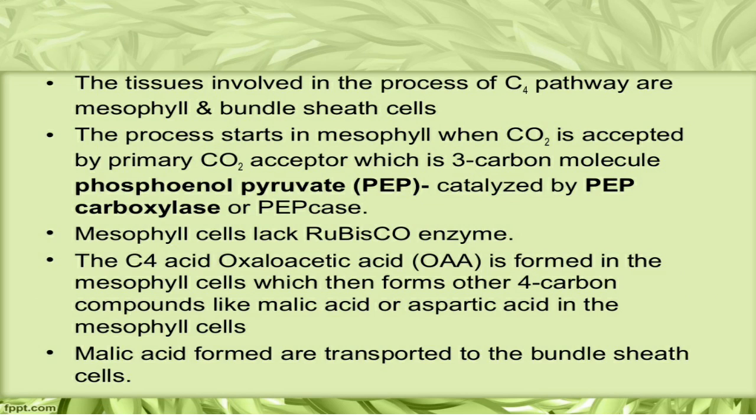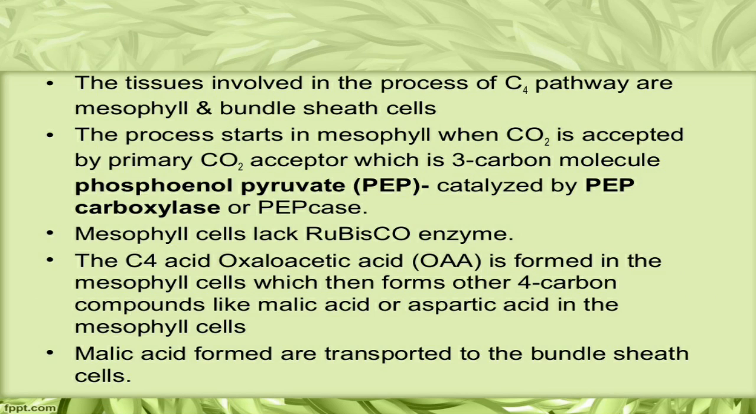The process starts in the mesophyll, where carbon dioxide is accepted by the primary carbon dioxide acceptor, which is a 3 carbon molecule, that is phosphoenol pyruvate, PEP, and forms a 4 carbon compound, and that reaction is catalyzed by PEP carboxylase, that is PEPcase. Mesophyll cells lack the Rubisco enzyme. The C4 acid oxaloacetic acid is formed in the mesophyll cells, which then forms other 4 carbon compounds like malic acid or aspartic acid in the mesophyll cells.